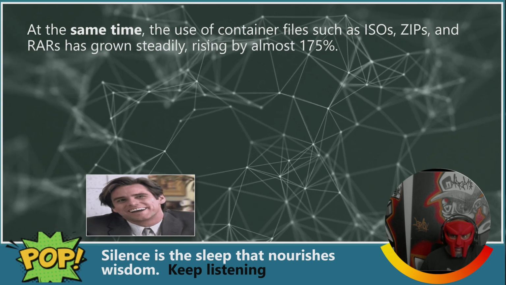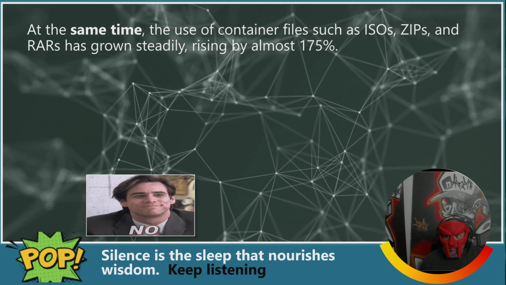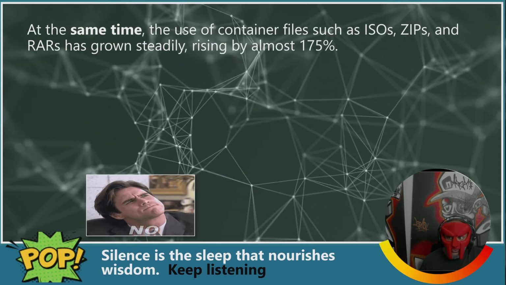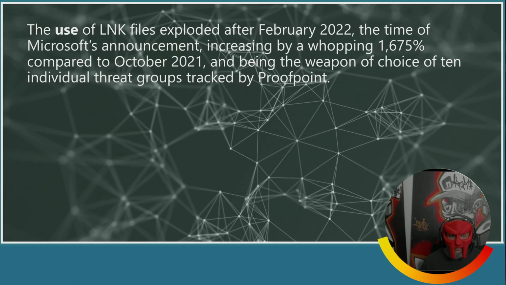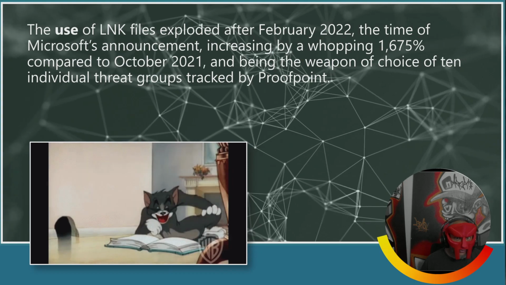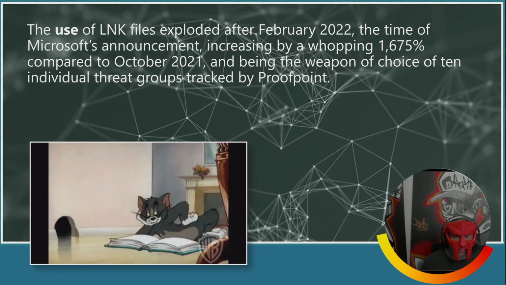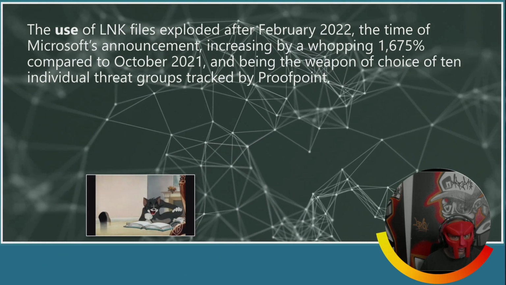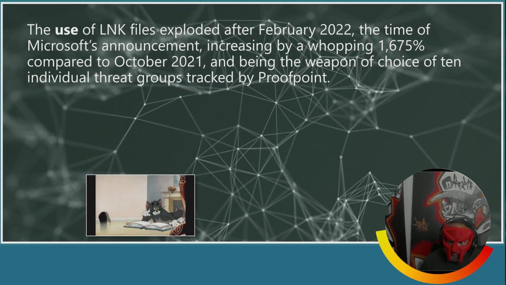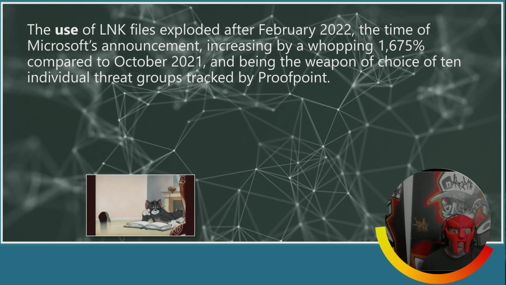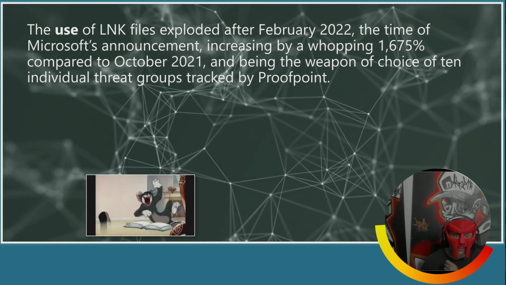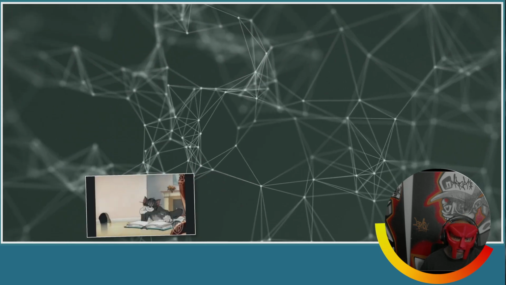So just, again, hearing about Microsoft clamping down on macros saw huge jumps in these new techniques to the tune of an increase of 175%. The use of link files exploded after February 2022, the time of Microsoft's announcement, increasing by a whopping 1,675% compared to October 2021, and being the weapon of choice of 10 individual threat groups tracked by Proofpoint.